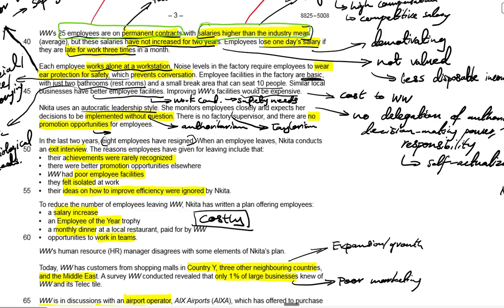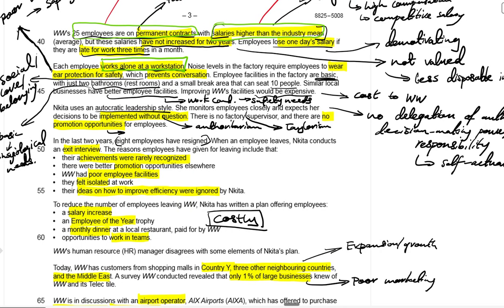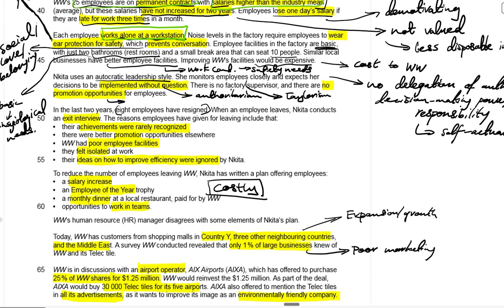Some other applications: works alone at the workstation. This is isolation, right? And we talked about this in the case study analysis. So definitely go check that out. I won't cover it again. Safety needs: ear protection prevents conversation, and then the basic employee facilities are not great. And it literally says that improving these facilities would be expensive. So that would be a disadvantage that you can mention.